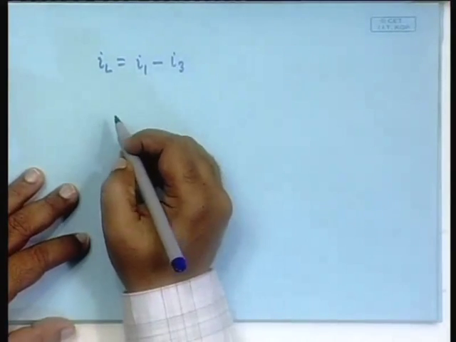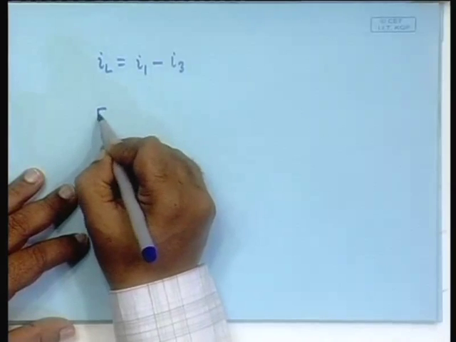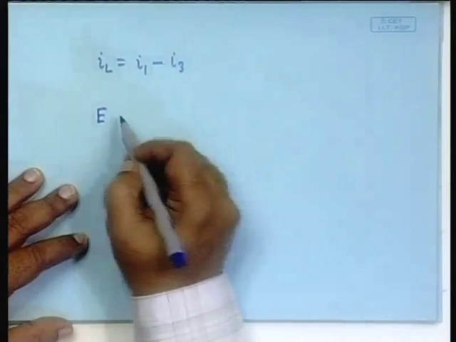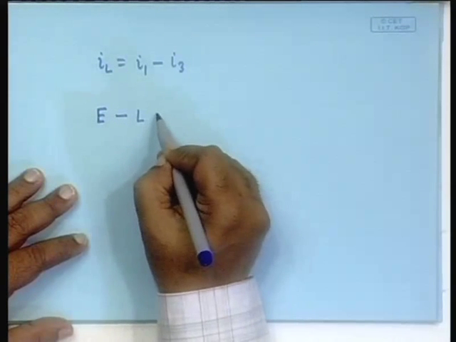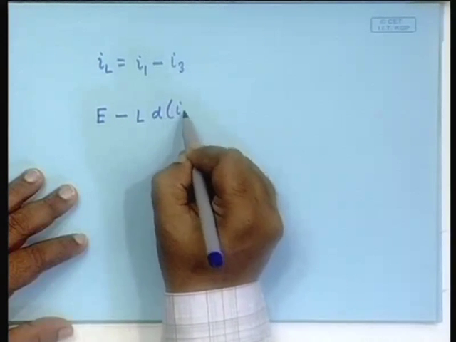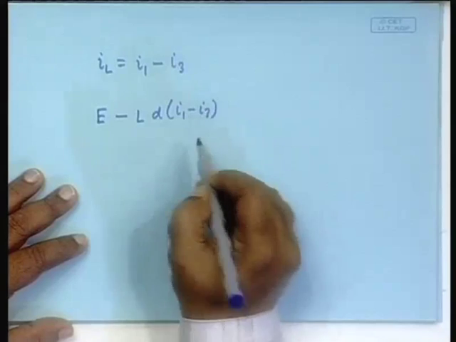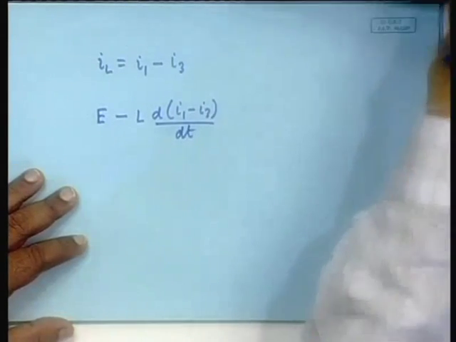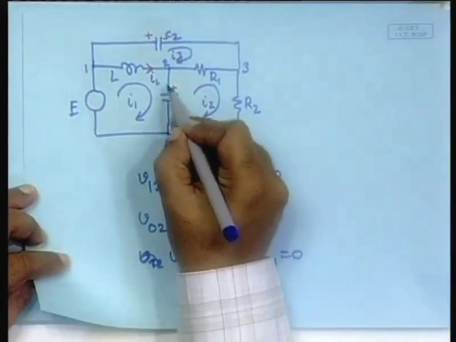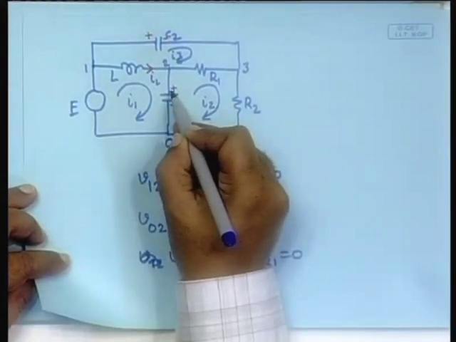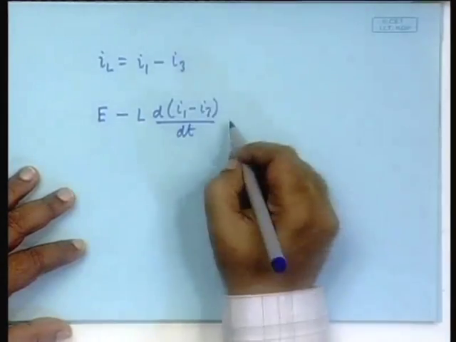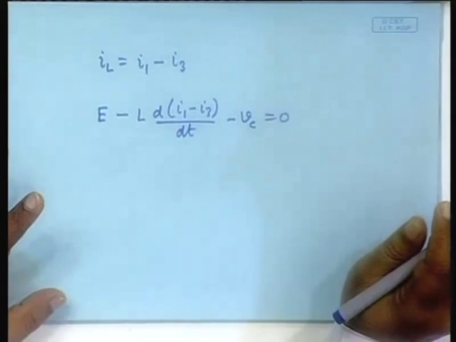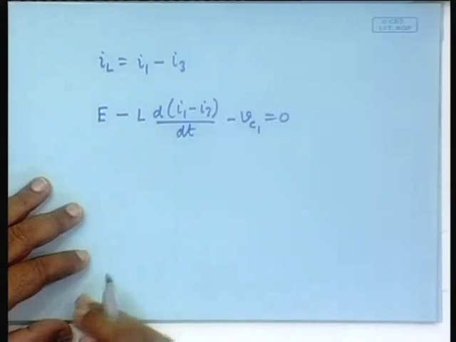It will become E minus L di dt. So, minus L d(I1 minus I3) dt. This is positive and therefore, if you go this way it will be negative. So, minus Vc1 equal to 0, right.